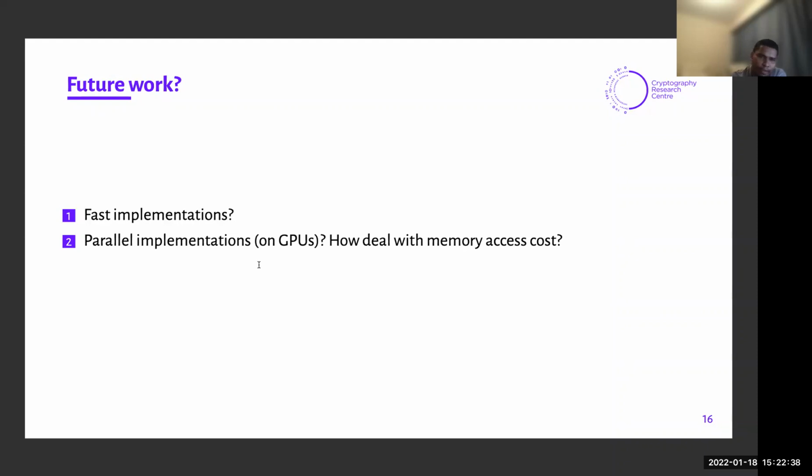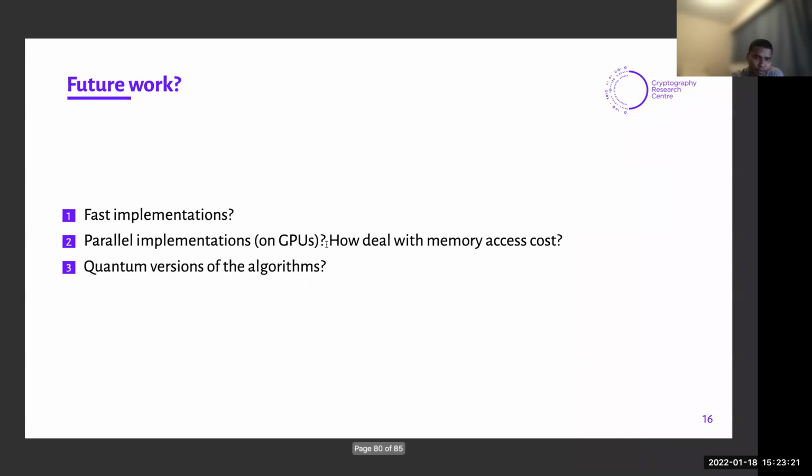An implementation in specialized hardware would also be very good, especially GPUs. And I would say the main challenge here would be dealing with the memory access cost. As you can see, for all these algorithms we have to compute the truth table of a Boolean function, and this truth table has 2 to the n minus n1 entries. So this is already a ton of memory that these algorithms use. This is a challenge we will have to overcome if we want to have a parallel implementation, for example, in GPUs.